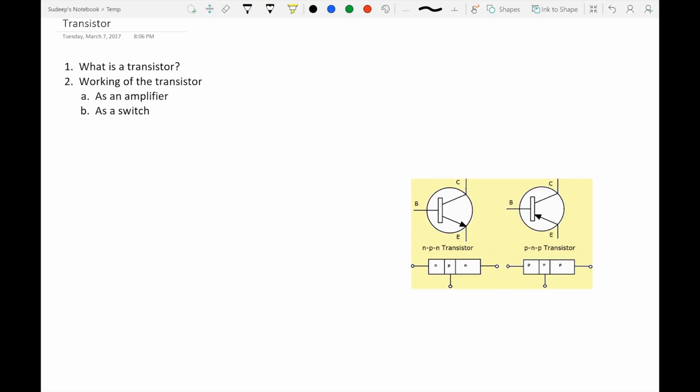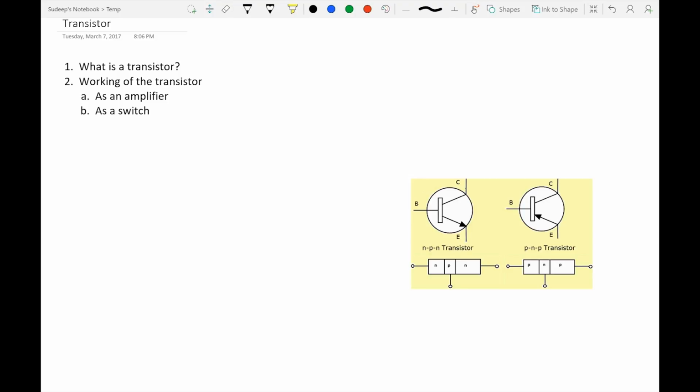This video is a part of the series Know Your Component, and today we would be talking about transistors. This video would cover what is a transistor, the working of a transistor as an amplifier and as a switch. Before we move on to understanding what a transistor is, I would recommend, if you are not aware about the working of a diode, please refer to the video titled Diode under the Know Your Component section. This would help us get the very basic concepts that would be used in understanding the working of a transistor.